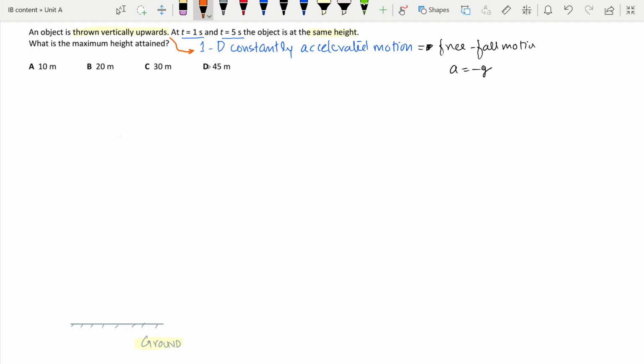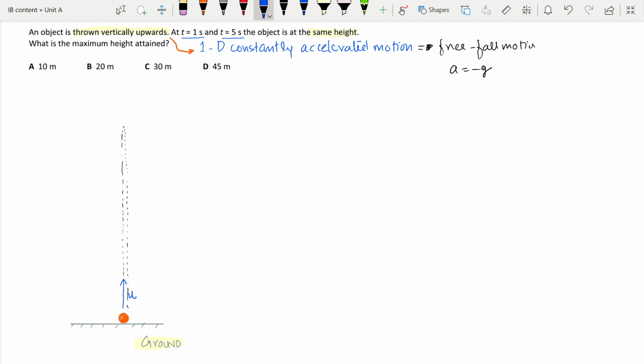So when the object is thrown upward, this is a ball which is thrown vertically upward with some initial velocity u. So what will be its trajectory? It will go vertically upward along the y-axis like this, imagine, and then it will turn down and it will take the same time to reach the ground because acceleration is constant.